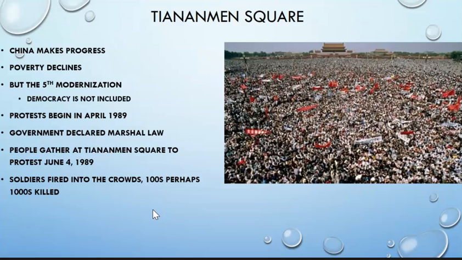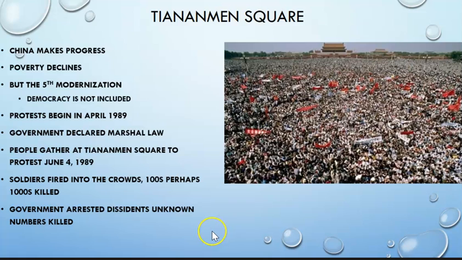Finally, the troops end up firing into the crowds. And the number of people killed is really not known because most of the information about this has been suppressed in China. But certainly hundreds were killed, no doubt, and probably thousands upon thousands were killed before the end of that day. So this is a turning point, I guess you would say. After this, the government will arrest dissidents. Unknown numbers are rounded up, thrown into prison, and many of them executed that way, much more quietly, to try to bring this in line with what the government would want.